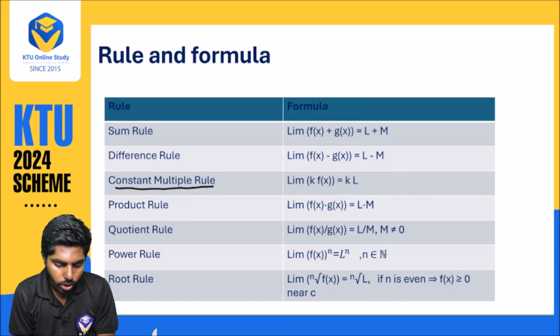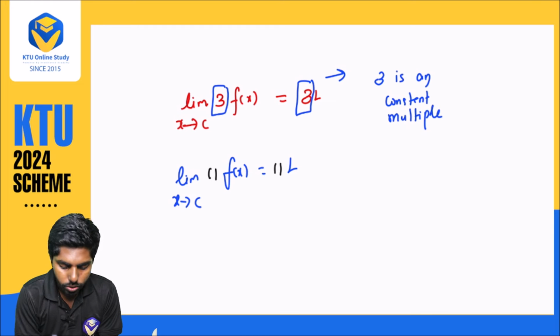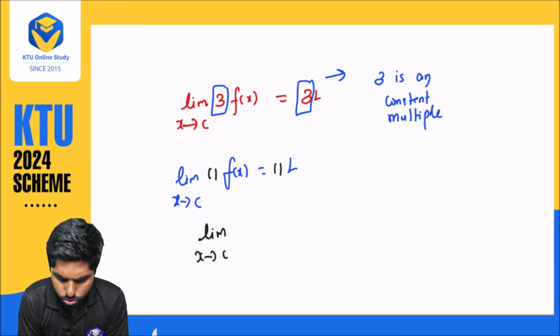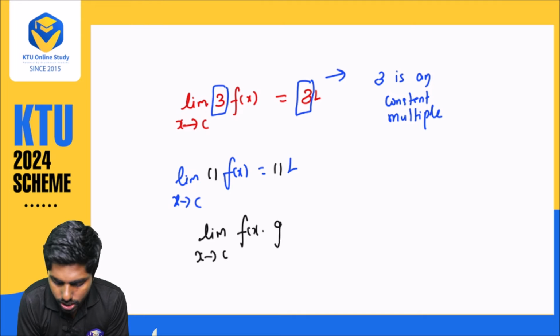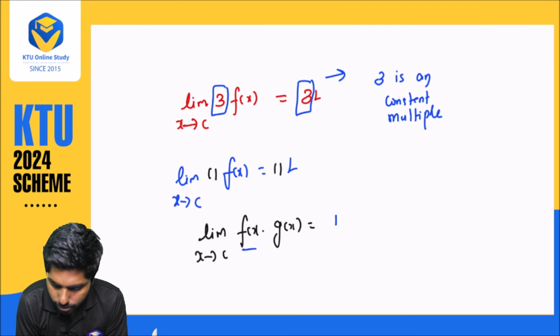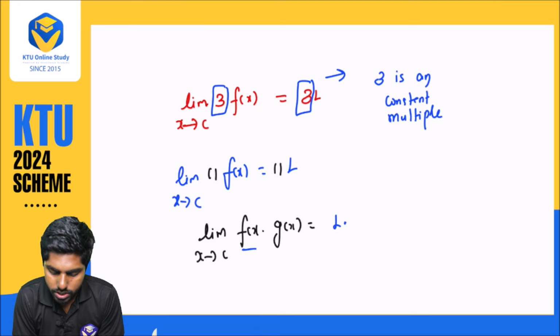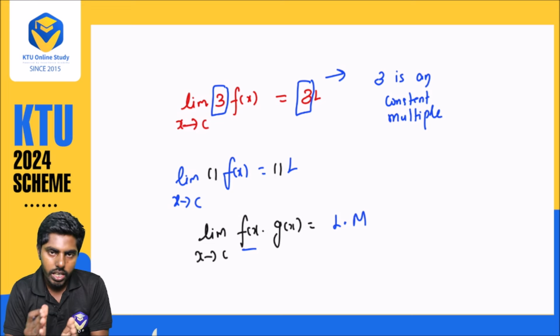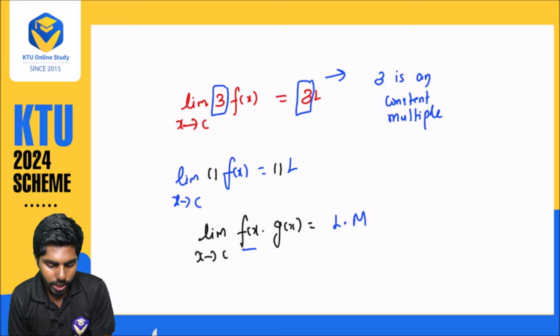Then what do we write in the product rule? The product rule is the limit as x approaches c of f of x into g of x. The value of f of x is L, and g of x is equal to m. You just multiply them: L into m.